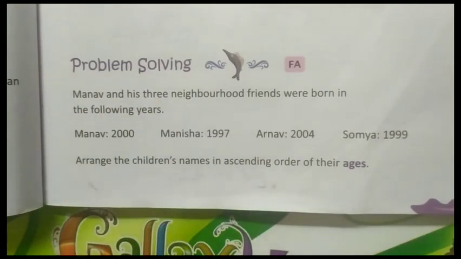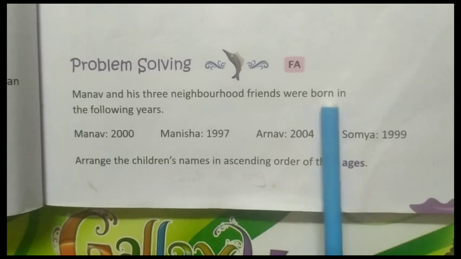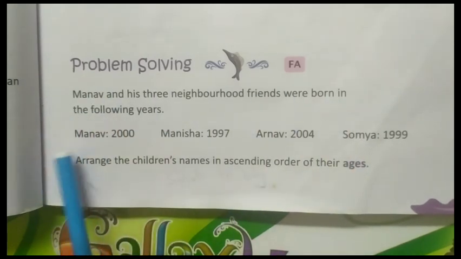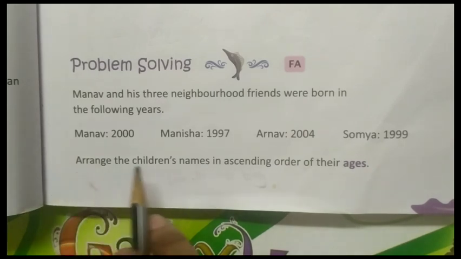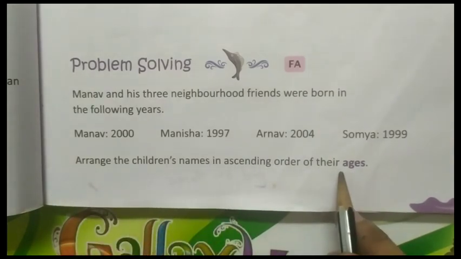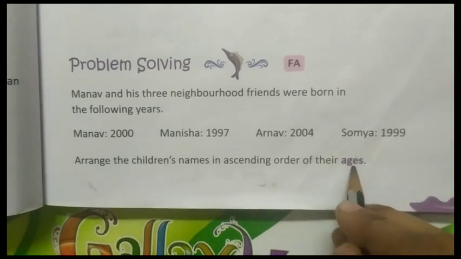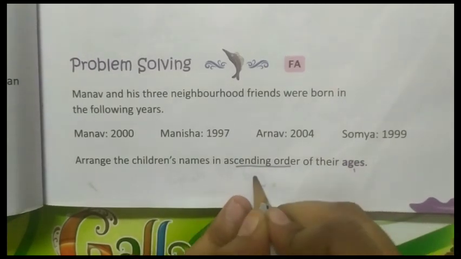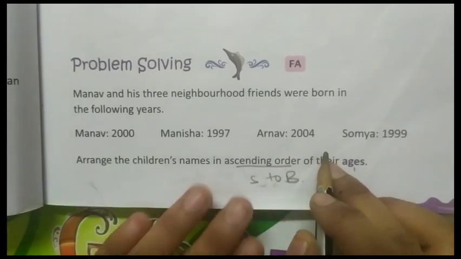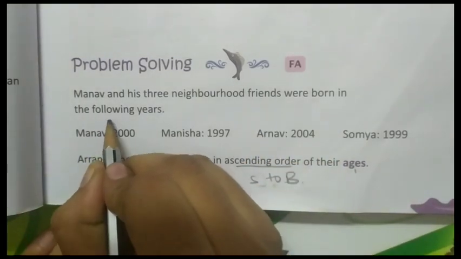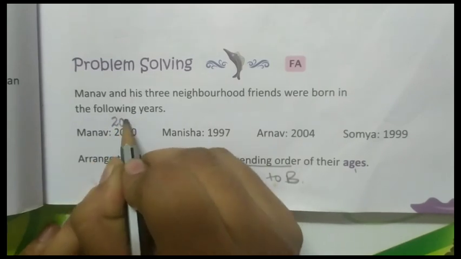Manav and his 3 neighborhood friends were born in the following years. Manav is 2000, Manisha 1997, Arnav 2004 and Soumya 1999. So arrange the children's names in ascending order of their ages. Ascending order means small to big. First we have to find the age of these children. To find the age of these children, we have to subtract.